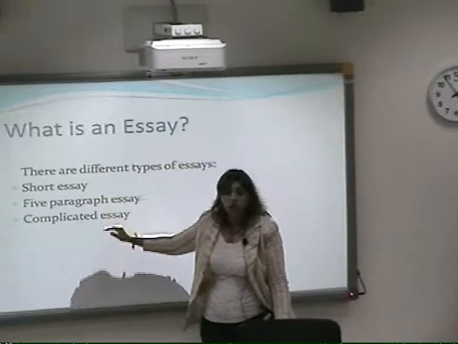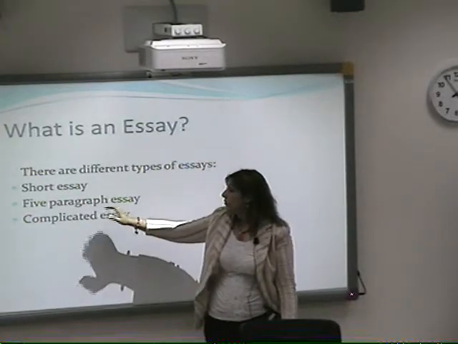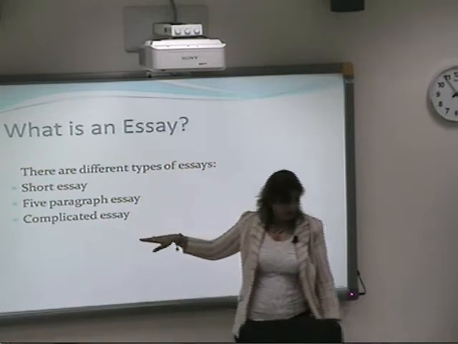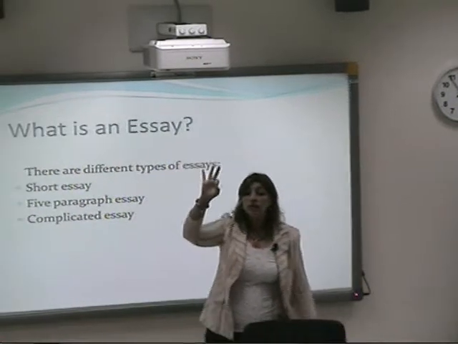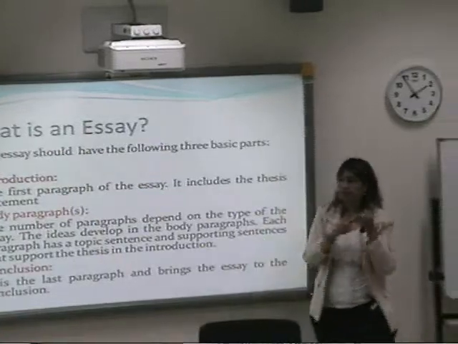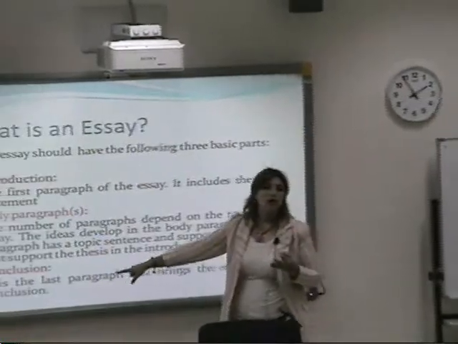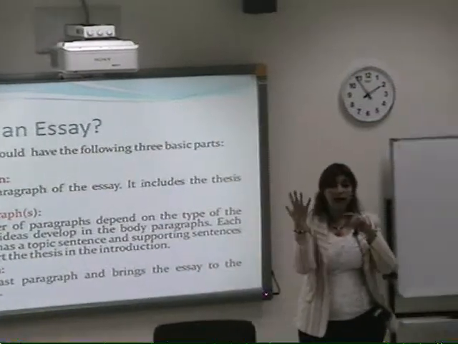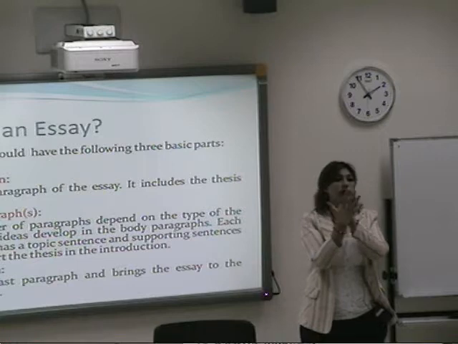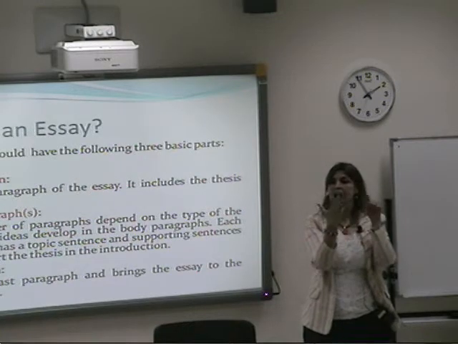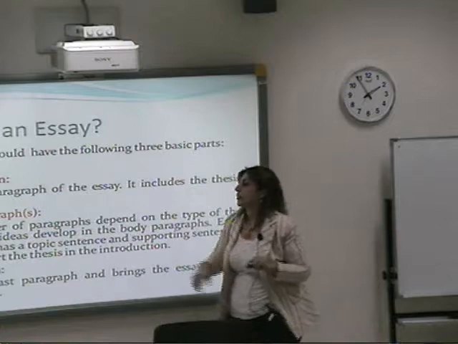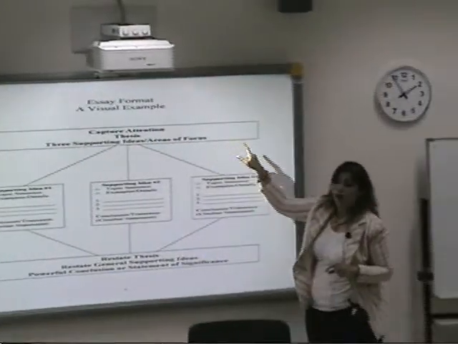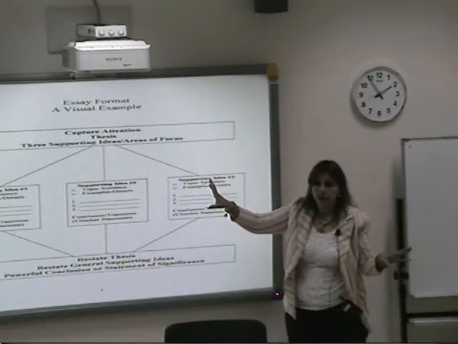So we have 3 types of essays: short essay, 5-paragraph essay, which is our outcome of this course, and complicated essay. A short essay consists of 3. Which are? If we want to write a 5-paragraph essay, it consists of introduction, 3 body paragraphs, and conclusion. So, if we look at this visual example of an essay, this is like an outline for your essay.